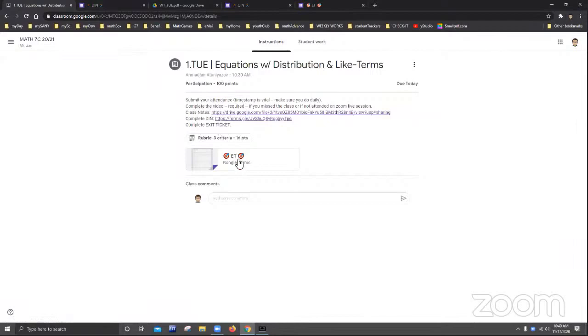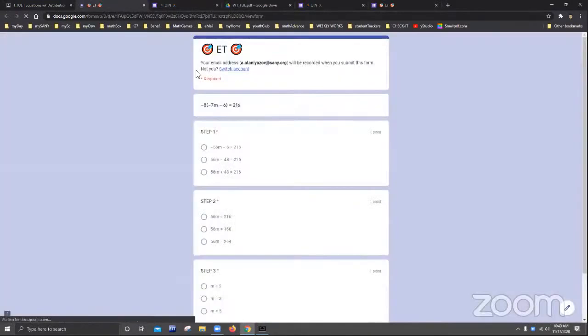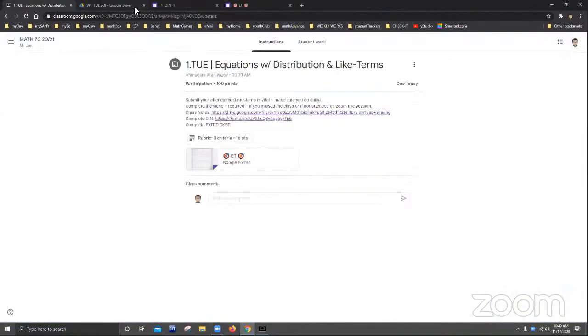An exit ticket is obviously at the end of the class, and you need to do this. It's one question, and it's broken down into steps. Okay, so I will remind you of this at the end of the class, not now. So now we're going to start the lesson.